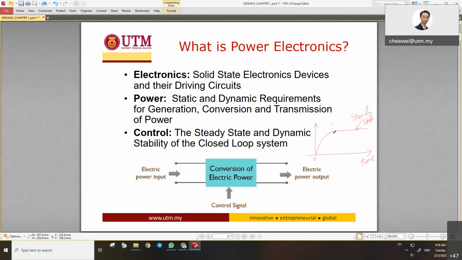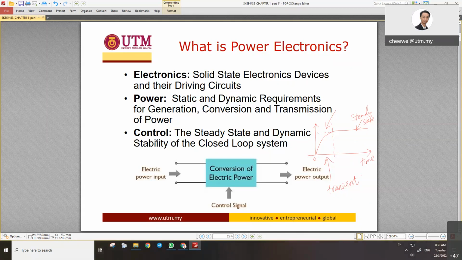So from 0 until steady state will be known as transients, and that we call the dynamic change. Dynamic is referring to the transient state. That will be the steady state on the right hand side. Can you see my drawing? Yes. Okay, good. And then control.